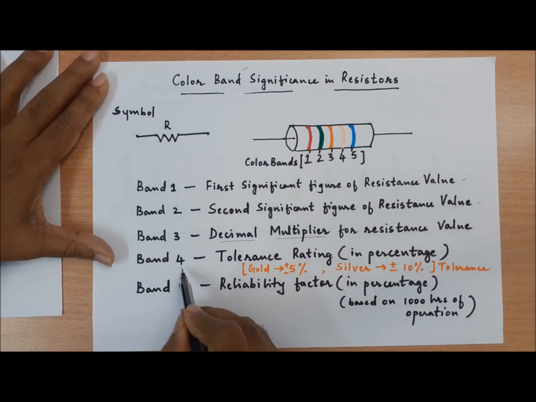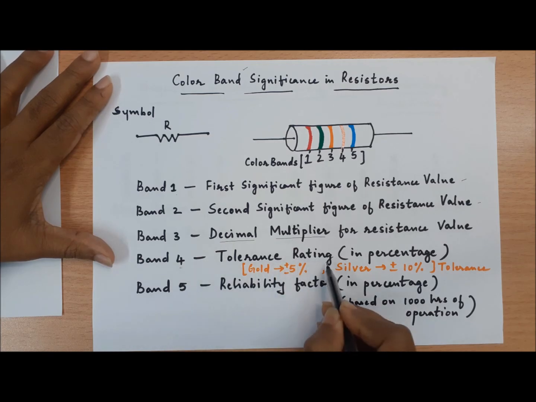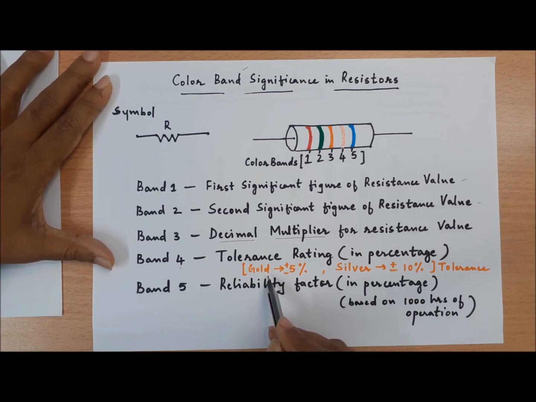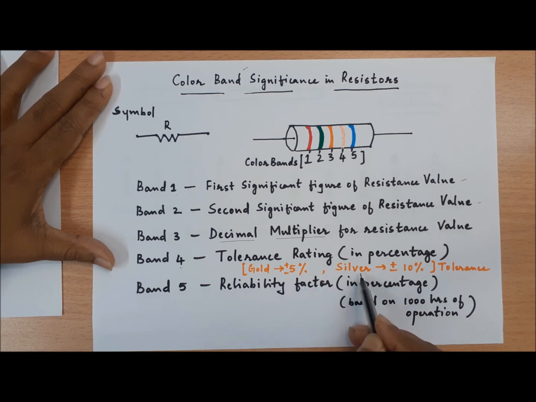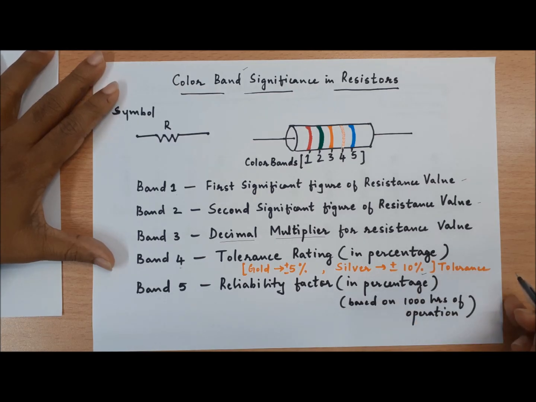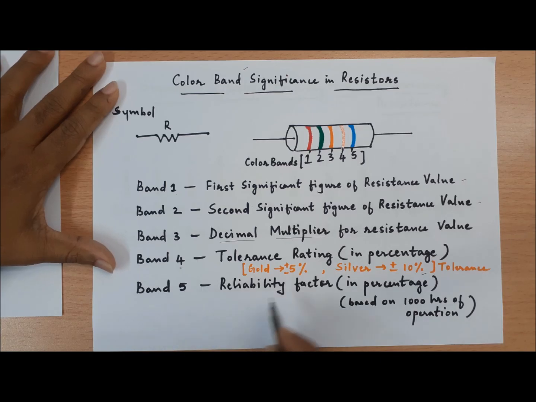What about band 4? Band number 4 represents the tolerance rating, which is expressed in percentage. Now suppose the fourth band is gold in color, then that represents a tolerance of 5%. Suppose it is silver in color, then it indicates 10% tolerance. Now lastly, band 5 represents the reliability factor, which is also expressed as a percentage, and it is based on 1000 hours of operation.